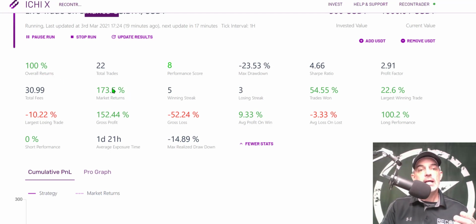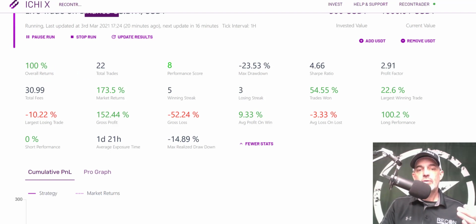Now, I am behind market returns. I would have been better off perhaps just buying and holding ETH 3 months ago. But 3 months ago, had I told you I can get you a 100% return on your money, I'm pretty sure you would have been happy with those type of returns.